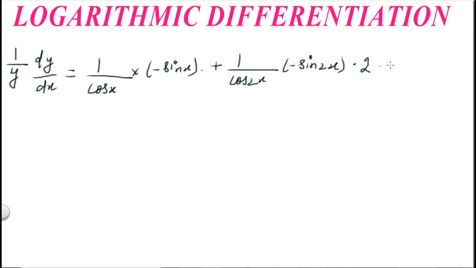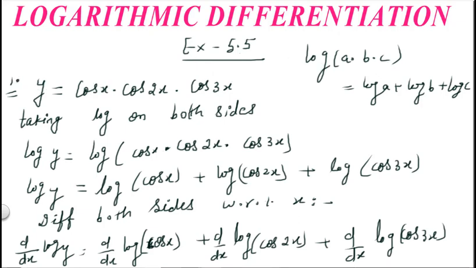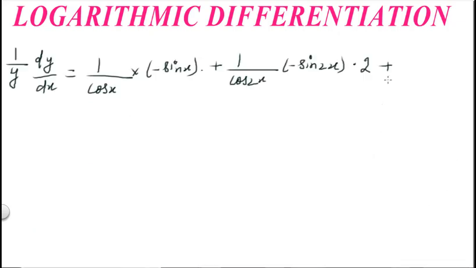Clear? In the third one, you have cos of 3x, as you can see. So log of cos 3x will be 1 upon cos of 3x. Then of cos 3x it will be minus sin 3x. Clear? And for 3x it will be 3. Clear? Let us combine log sin and cos, and then write what we can write in the more simplified way.